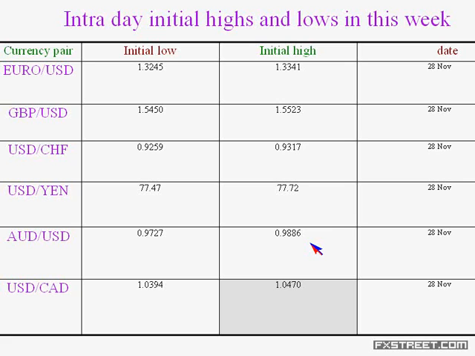And when Euro and GBP make about a 100 pips drop, immediately they will make a 200 pips drop in the case of Australian dollar. Then Canadian dollar, 1.0394 is the low, 1.0470 is the high. They have not breached the low or the high.